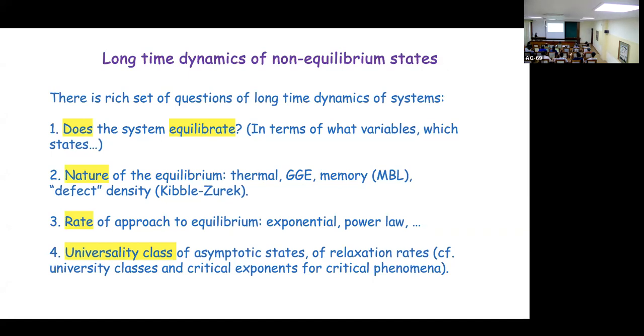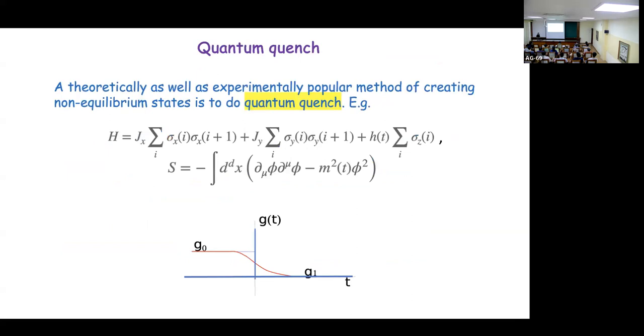And then there's a more general class of questions, which is like, as in equilibrium physics, you have universality classes and critical exponents for critical phenomena, whether there are universality classes of asymptotic state in case of non-equilibrium phenomena, and of some universal relaxation rates. So these are some general questions.